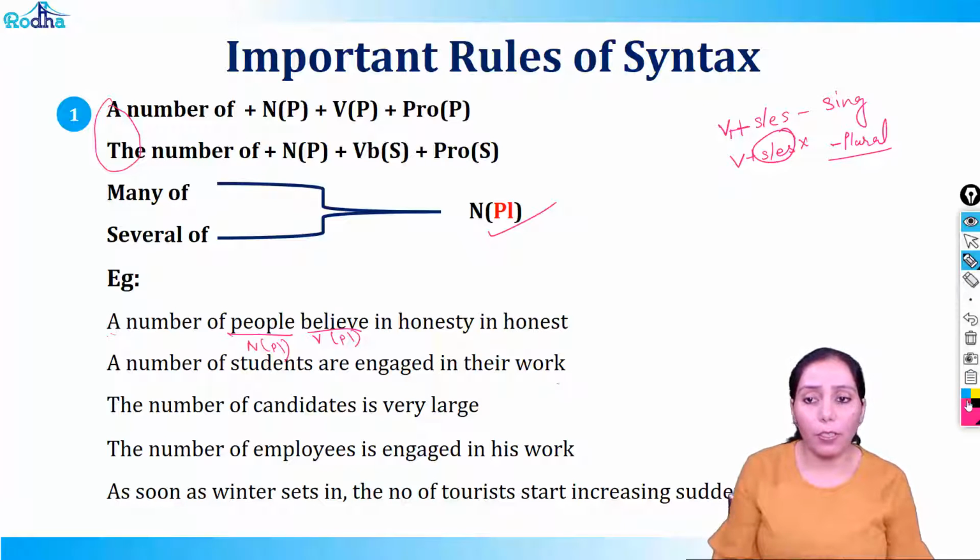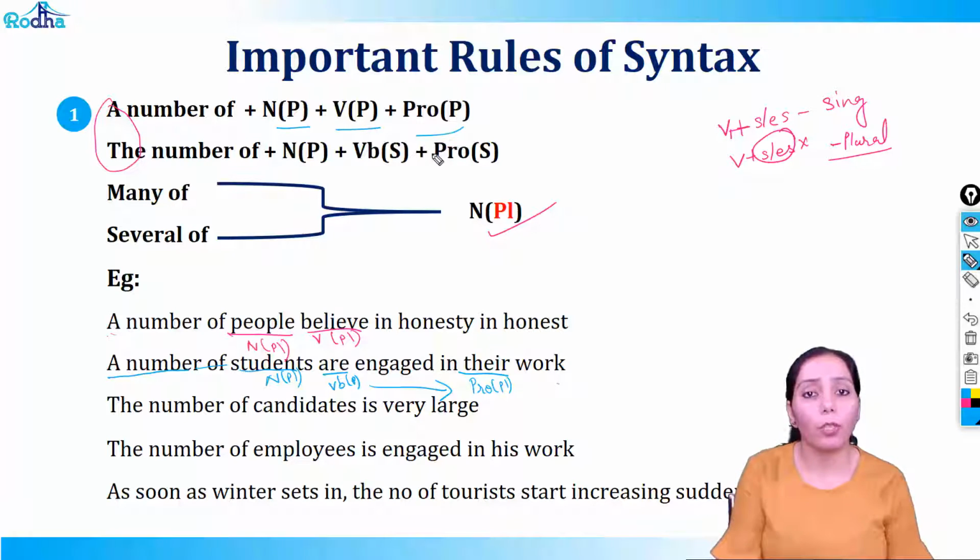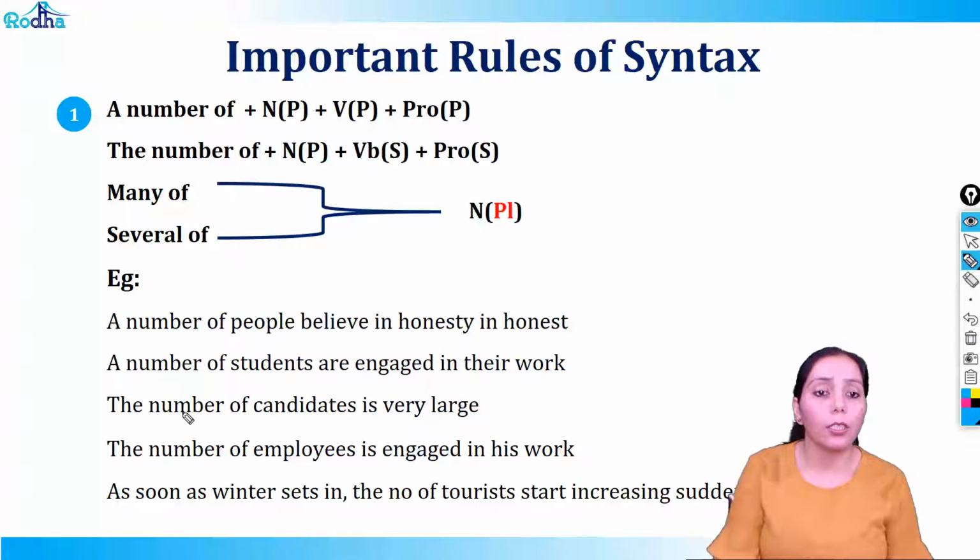Now next is: a number of students are engaged in their work. In this statement, it is written a number of again, so students is a plural noun. It is not definite how many students are sitting over there or engaged, so the verb is plural. Why is the pronoun plural? Because the verb is plural. So a number of is always followed by a plural noun, a plural verb, and the pronoun should always be plural.